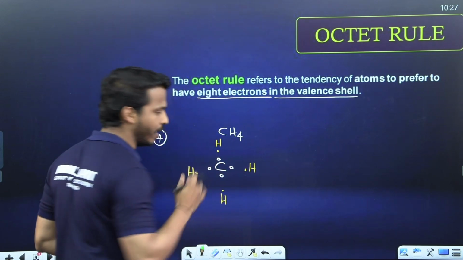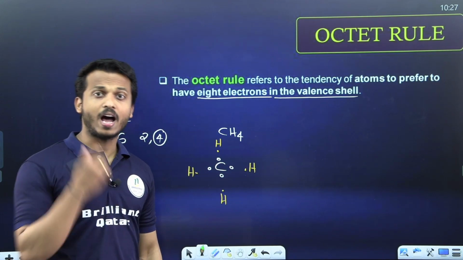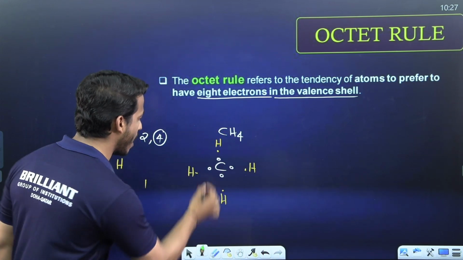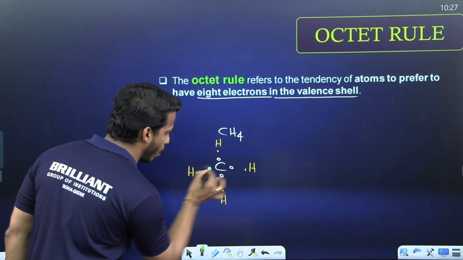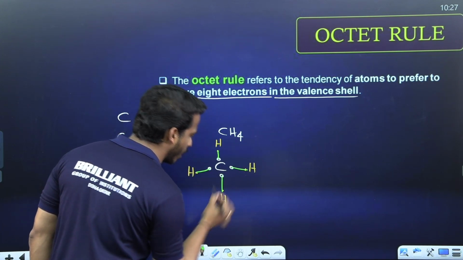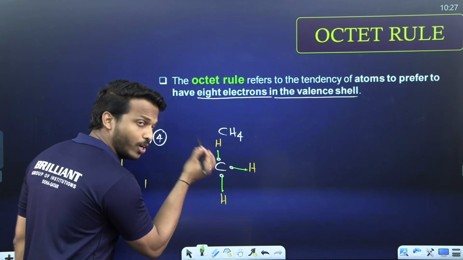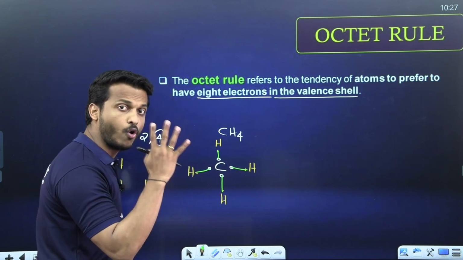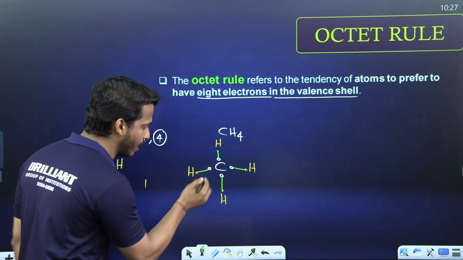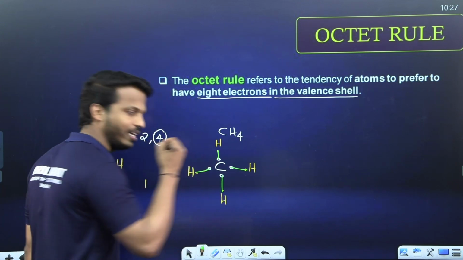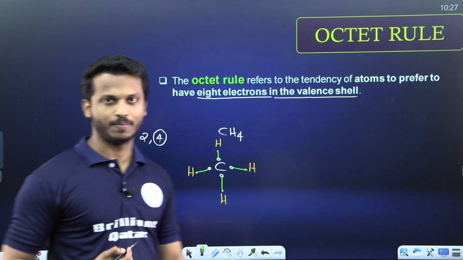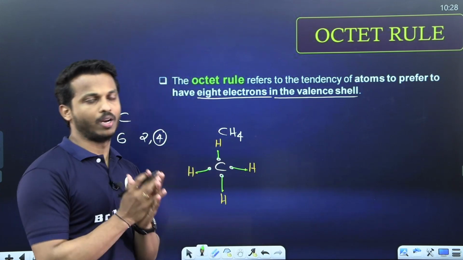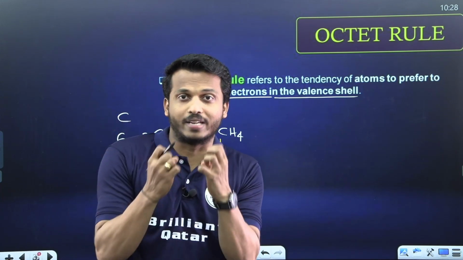Now, how can carbon complete its octet? Carbon already has 4 electrons in its valence shell. It needs 4 more electrons to complete its octet, right? So carbon shares electrons with the hydrogens. Now on this carbon, how many electrons are there in total? There are 4 bonds in which 8 electrons are there: 2, 4, 6, 8. Yes, carbon has completed its octet. So every atom prefers to get 8 electrons in its valence shell, or after bonding the element should get 8 electrons.